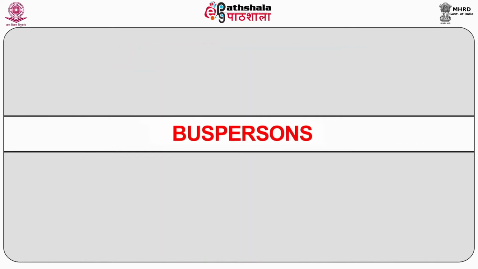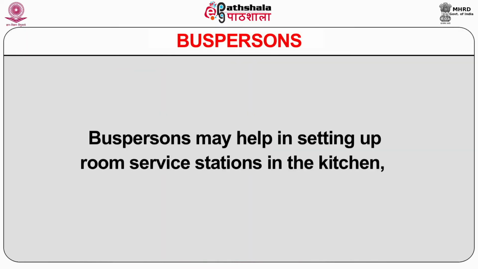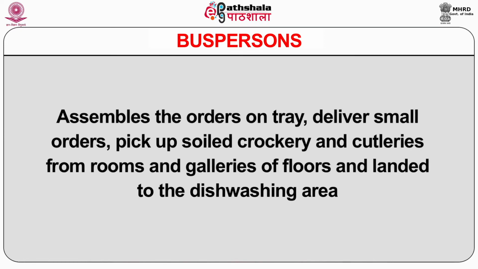Bus persons. Bus persons may help in setting up room service stations in the kitchen, assemble the orders on trays, deliver small orders, pick up soiled crockery and cutlery from rooms and galleries of floors and take them to the dishwashing area, wipe the washed crockery and cutlery and stack it on the room service shelves, and also perform miscellaneous tasks which increase the efficiency of the room service attendants.